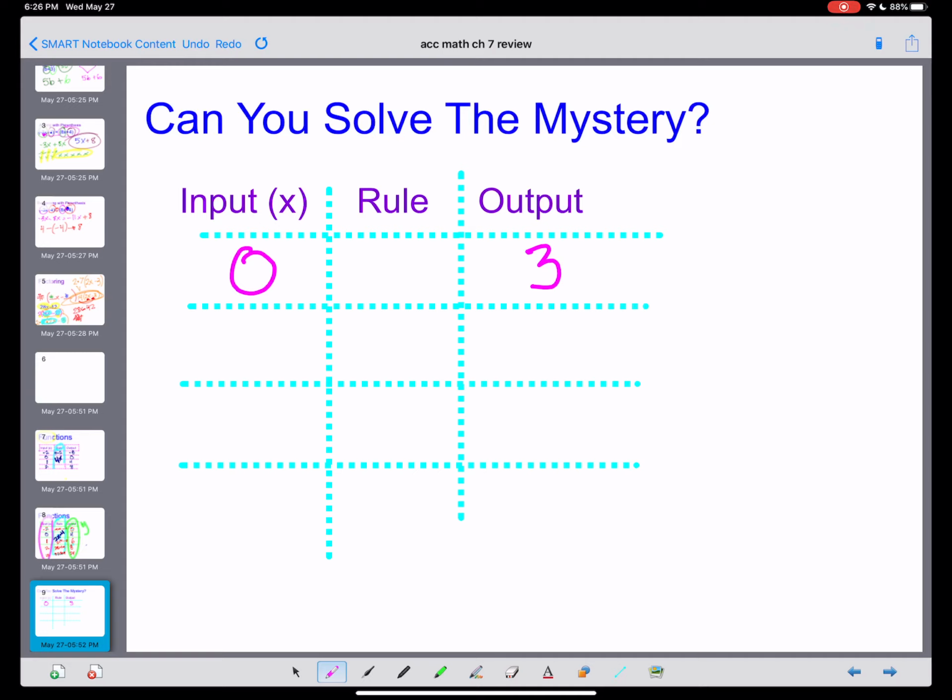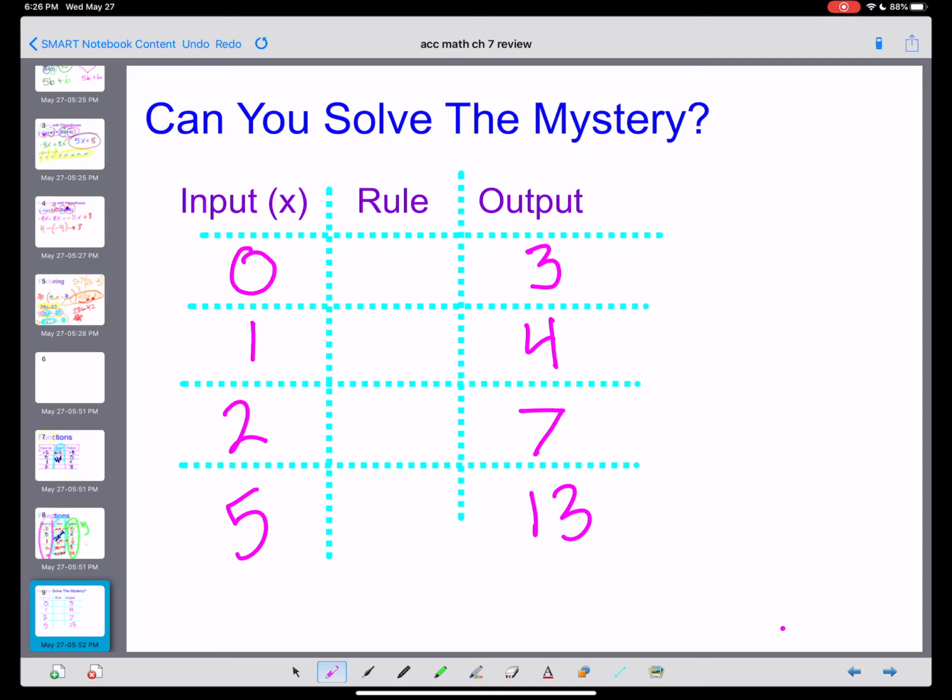Then I have an input of 1 and an output of 4. I'm going to do an input of 4, an output of 7, and an input of 5, and an output of 13. So the first thing that my brain might try to do is find a multiplication pattern.